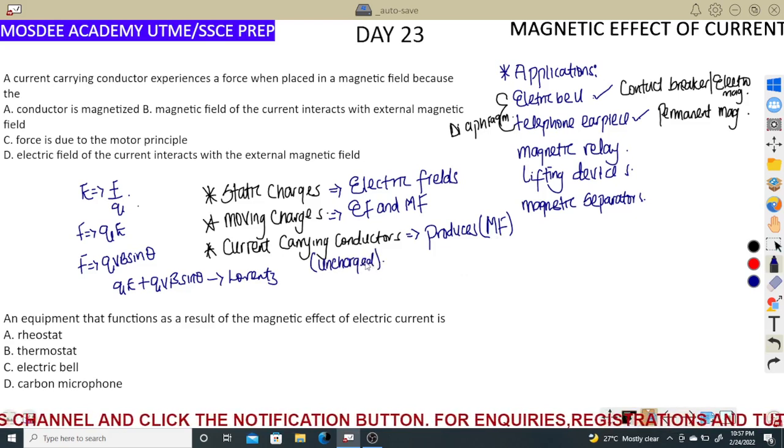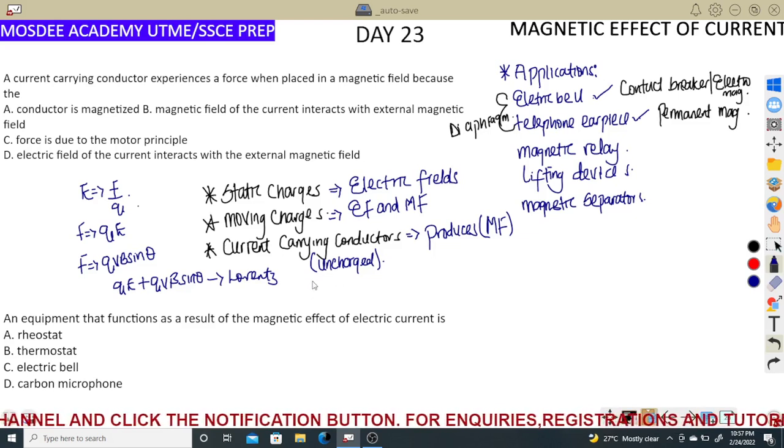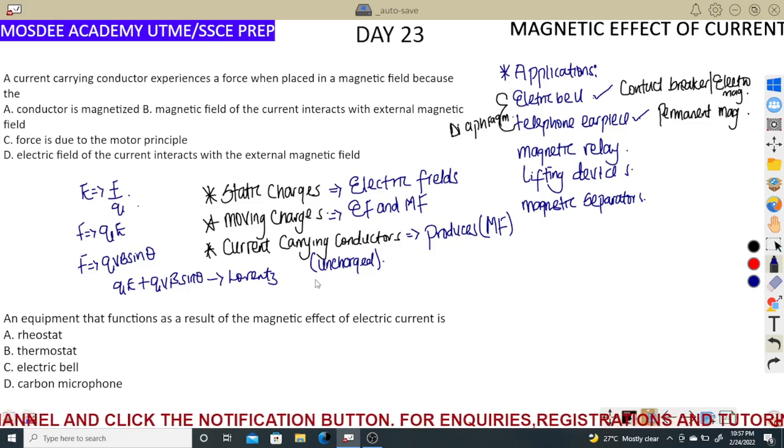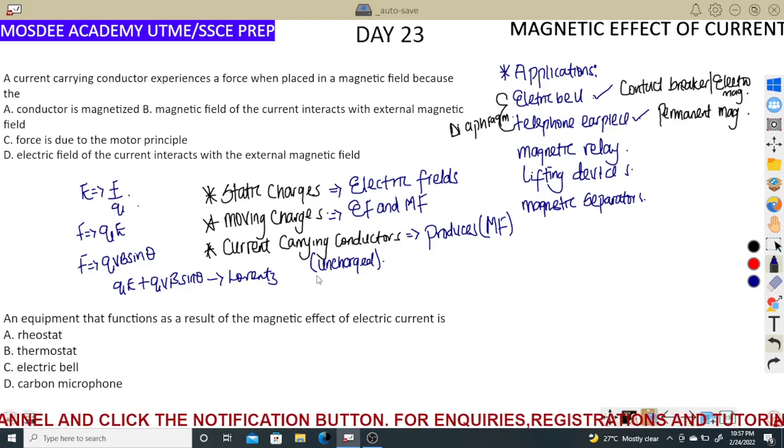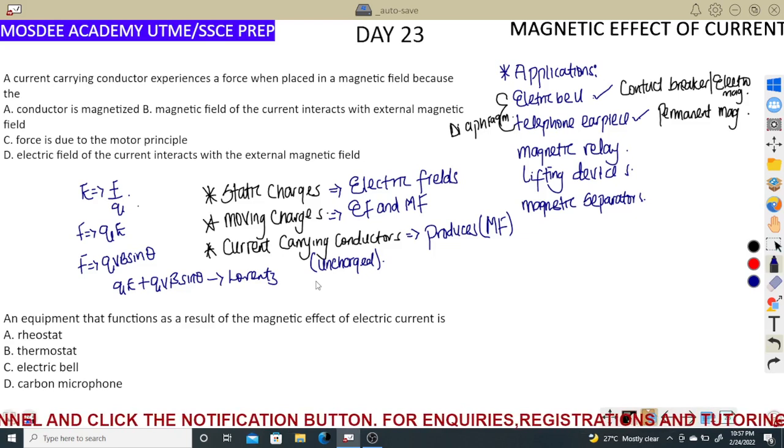Now, static charge, electric field. Moving charge, electric and magnetic field. Current carrying conductor, only magnetic field. So this is the way we interpret the simple concept of the magnetic effect of current. That is, current behaving like a charge, having positive and negative axis. Current behaving like a magnet, having positive and negative charges.